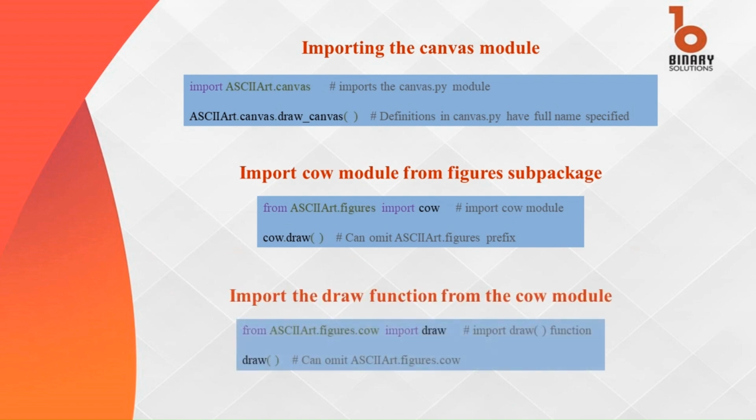Lastly, the import statement from ASCII_art.figures.cow import draw demonstrates an even more focused approach. Instead of importing the entire cow module, only the draw function is imported directly. This allows the code to call draw directly without the need for any package or module prefix, offering the most streamlined form of usage. Each of these import methods serves a different purpose depending on how much functionality needs to be accessed from the module or package, giving developers flexibility in structuring and organizing their code.